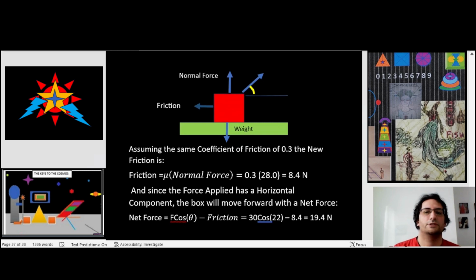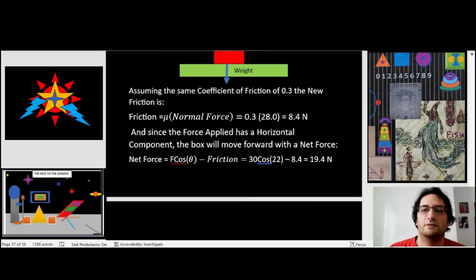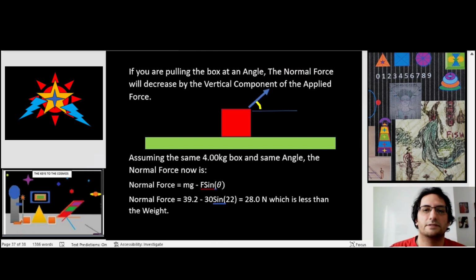Assuming the same coefficient of friction of 0.3, the new friction is mu times the normal force, 0.3 times 28, which gives us 8.4 newtons. And since the force applied has a horizontal component, the box will move forward with a net force of F cosine theta, the horizontal component of the force, minus friction: 30 cosine of 22 minus 8.4, which gives you 19.4 newtons as the net force. So the box will accelerate.